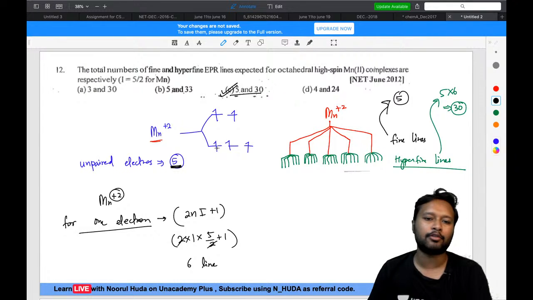Sometimes fine lines are also equal to the splitting caused by the element itself, and then the further splitting is called hyperfine lines. For example, if I take this complex, let's say that I have some complex, some hydride MH4. Okay, I have some metal hydride.